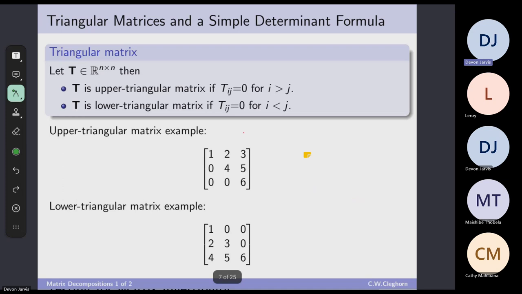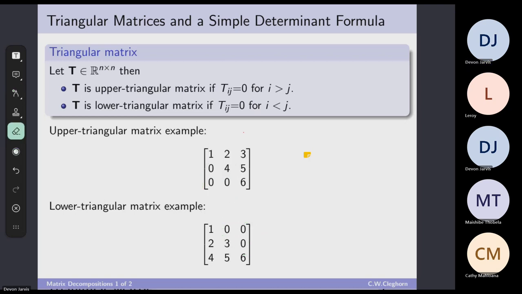Okay? So if T is an n by n matrix, then T is upper triangular if for all i greater than j, the Tij entry is equal to zero. So for example, everything below the diagonal is zero, all right? And then it is a lower triangular matrix if everything above the diagonal is zero. So that's what this is saying. If i is less than j, then you know it's got to be zero. Okay, so if i is greater than j, you're speaking about below the diagonal. And if i is less than j, you're speaking about above the diagonal.